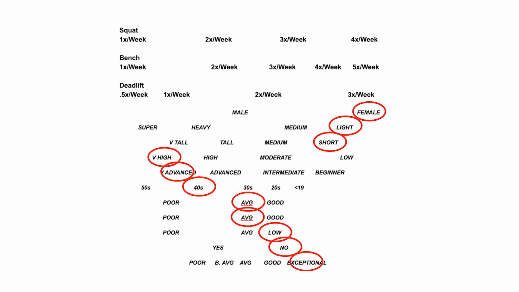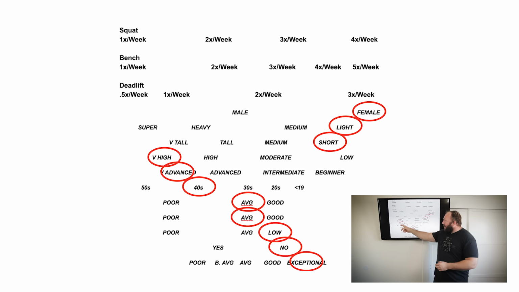our red circles are for Marissa Inda: female, lightweight, very short, very high strength, very advanced, in her 40s, average diet, average sleep, low outside training stress, no performance enhancing drugs, exceptional historical recovery ability. That really just means very good genetics.